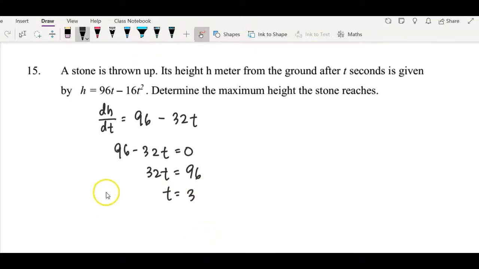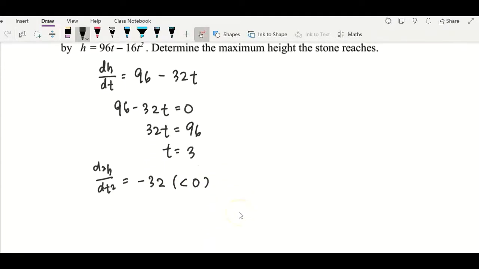After that, we need to check with d²h/dt², which is my second derivative. Find d²h/dt², we get -32. So if the second derivative is negative, we can say h is maximum when t = 3.